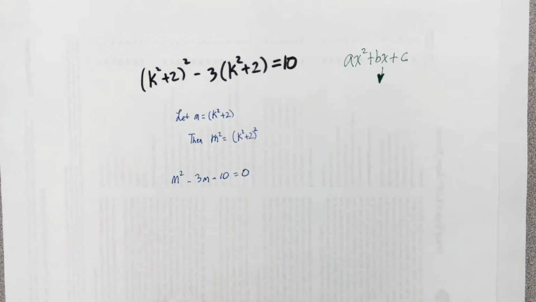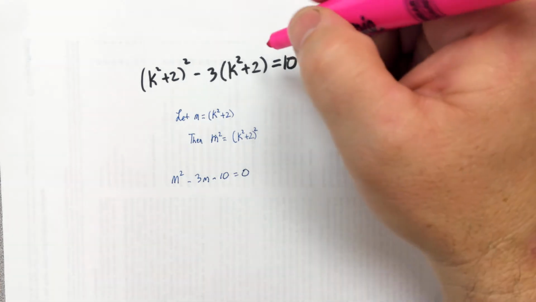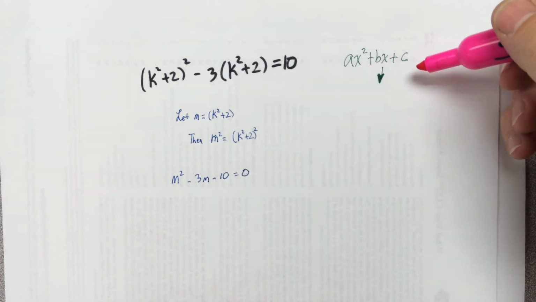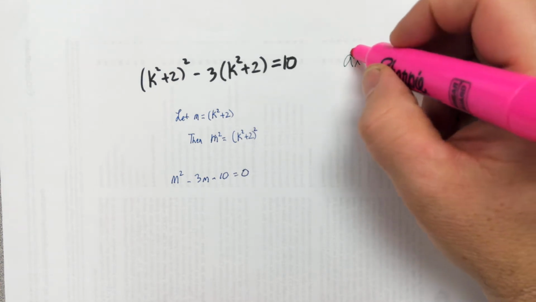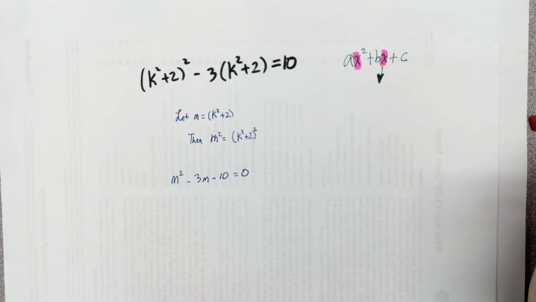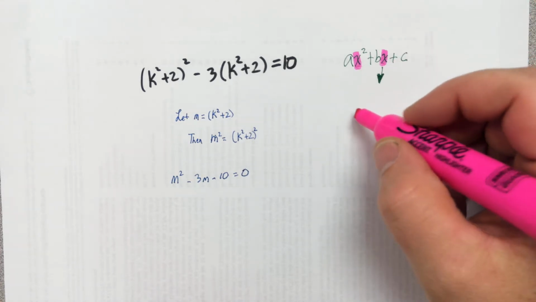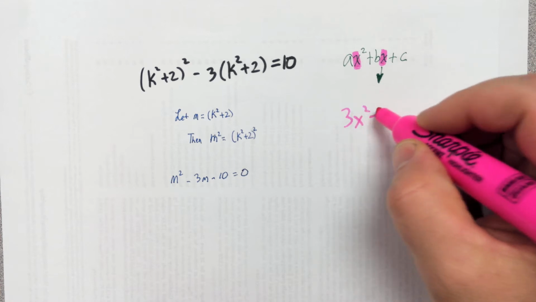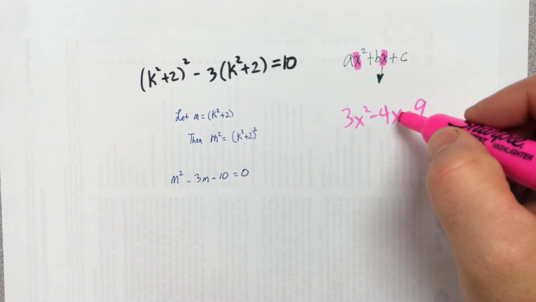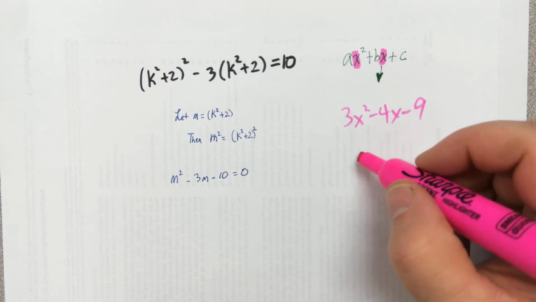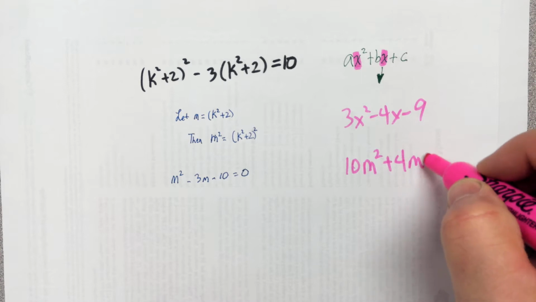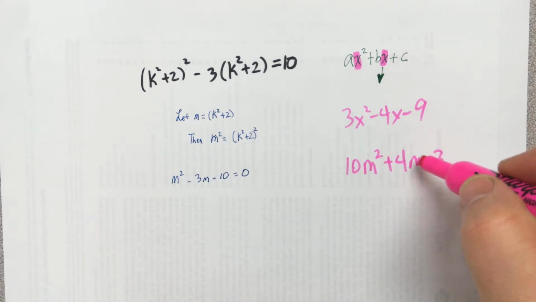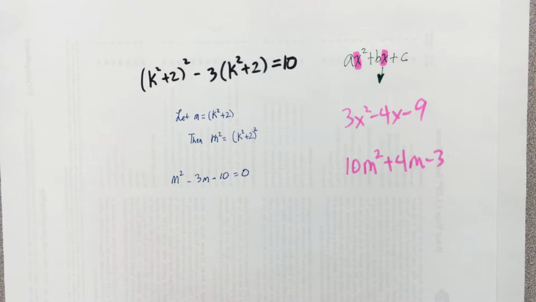But this trick works because, here's why it works. In a quadratic equation, you have x, and then that same thing squared. That's the pattern every time. Quadratic equations are always that way, like 3x squared minus 4x minus 9. You see? x and x squared. You could do 10m squared plus 4m minus 3. You see? That number squared is right there. That's the pattern. And when you have a quadratic like this, we can solve it.